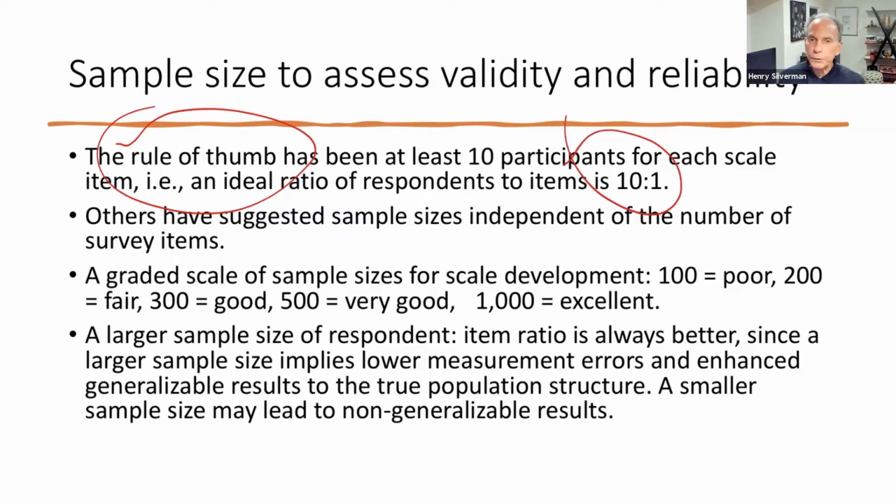Others have suggested sample size independent of the number of survey items. Some commentators look at a graded scale of sample sizes. For scale development, a sample size of 100 is poor, 200 is fair, 300 is good, and so on. A larger sample size or respondent to item ratio is always better, since a larger sample size implies lower measurement errors and enhanced generalizability of results to the true population. A smaller sample size may lead to non-generalizable results.